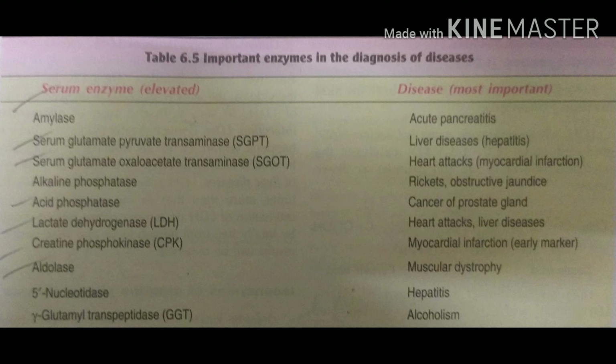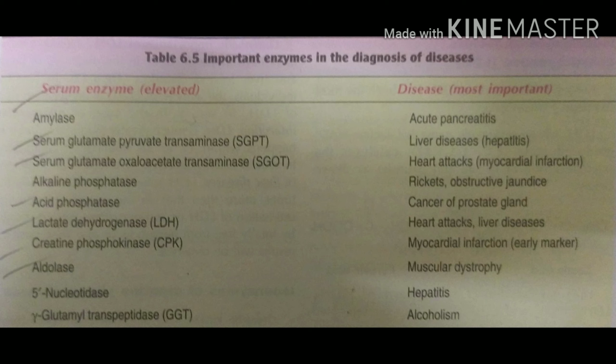Now in this table we discuss the following enzymes and which enzyme diagnoses which disease. The first enzyme is amylase, which diagnoses acute pancreatitis. Second enzyme is serum glutamate pyruvate transaminase, used to diagnose liver disease, that is hepatitis. Third enzyme is serum glutamate oxaloacetate transaminase, used to diagnose heart attack, that is myocardial infarction.